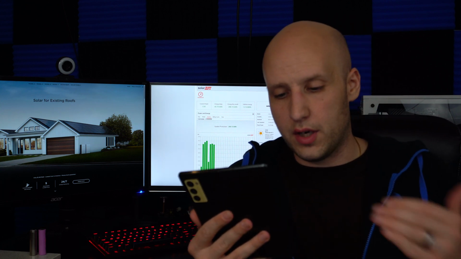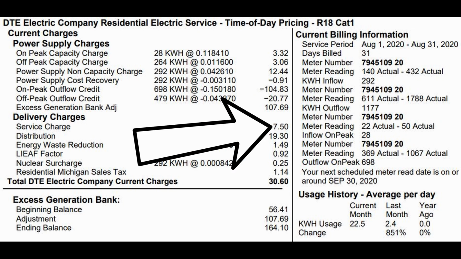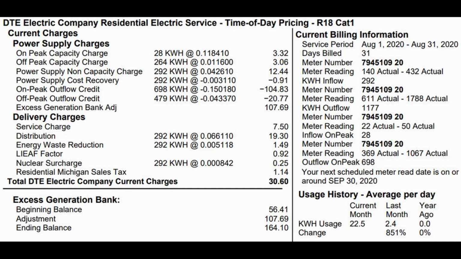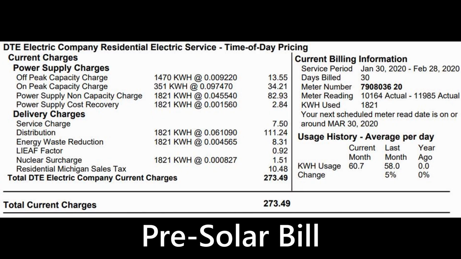And that's because if you look under the delivery charges, the service charge is $7.50, you always have to pay that. And the distribution fee is 6.6 cents per kilowatt hour. So I had 292 kilowatt hours that came into my house. So that's at night or if it's really rainy. Basically, if my solar isn't covering it, then I'm paying the energy company a little bit of money to bring the energy into my house. But the actual energy is covered by those credits.